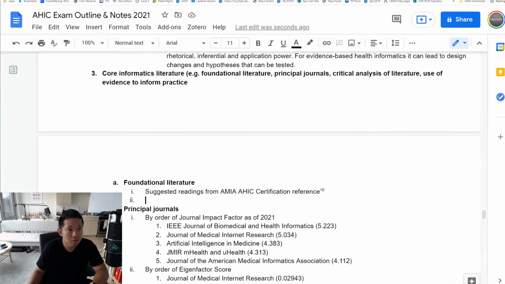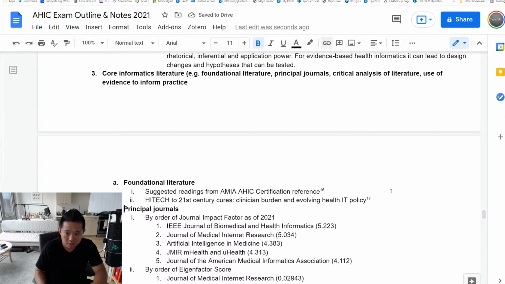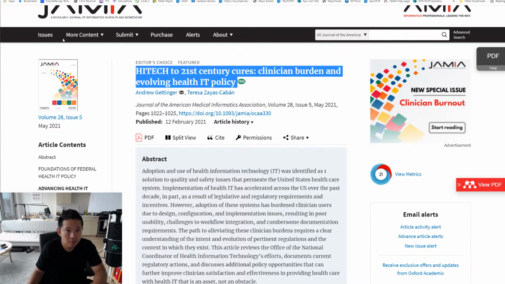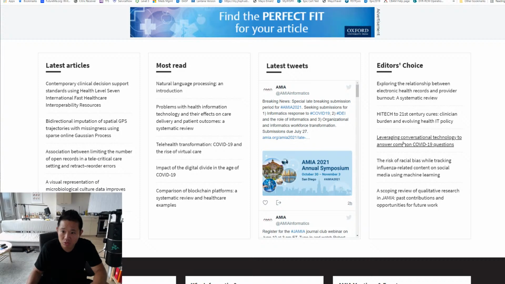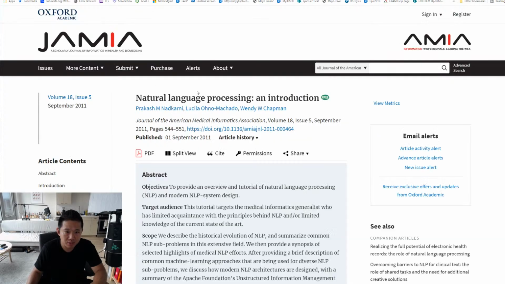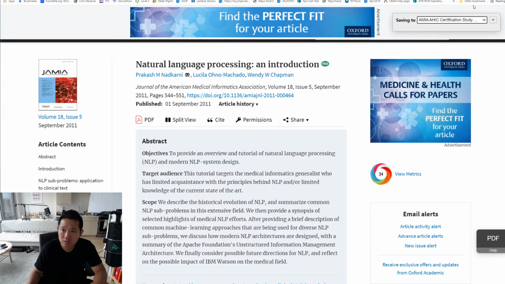This. So it's tech. Good policy one. See some other ones. Provider burnout. Editor's choice. Scoping review. No. This is probably good too. Natural language processing. Let's go ahead and do this one.